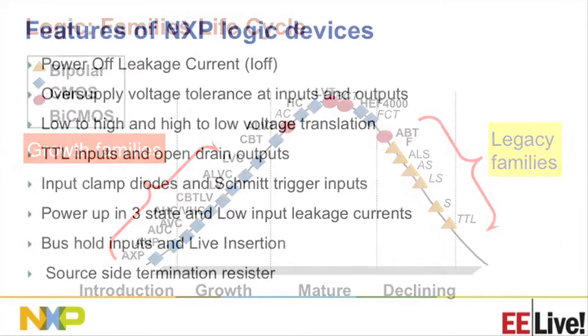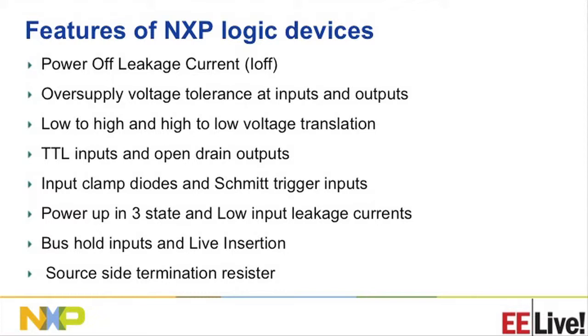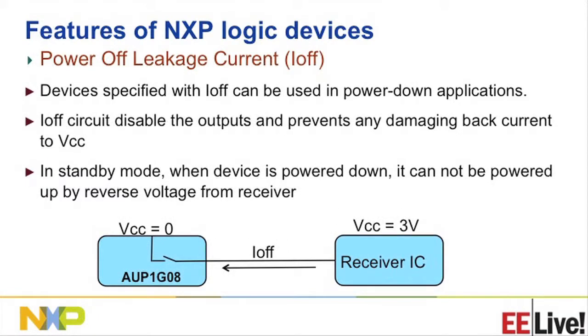Looking at the different features of these logic devices and electrical properties, in the data sheets you can find features like power off leakage current, over-supply voltage tolerance, low to high and high to low voltage level translation, TTL compatible inputs, power up in 3 states, etc. All of these features will help you fix a specific issue on a board in your application space. So we'll be looking at some of those features and how they help.